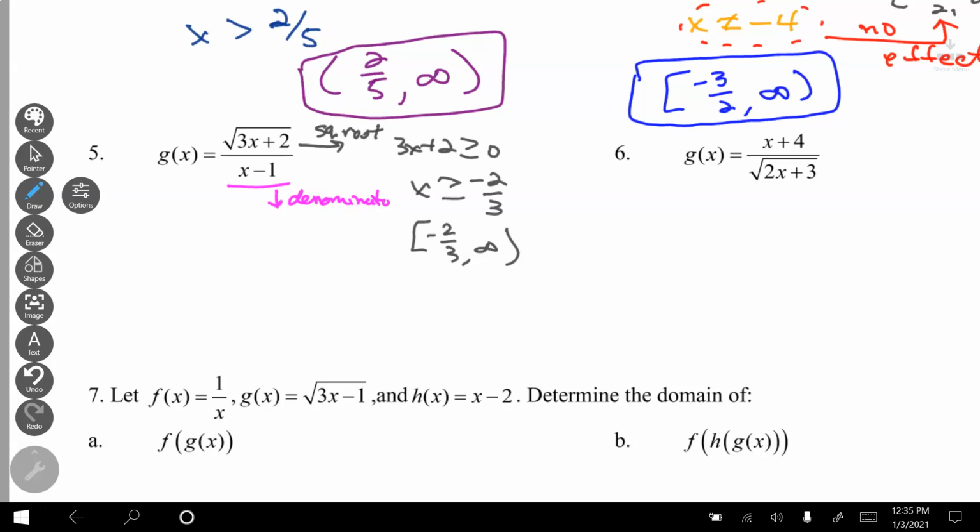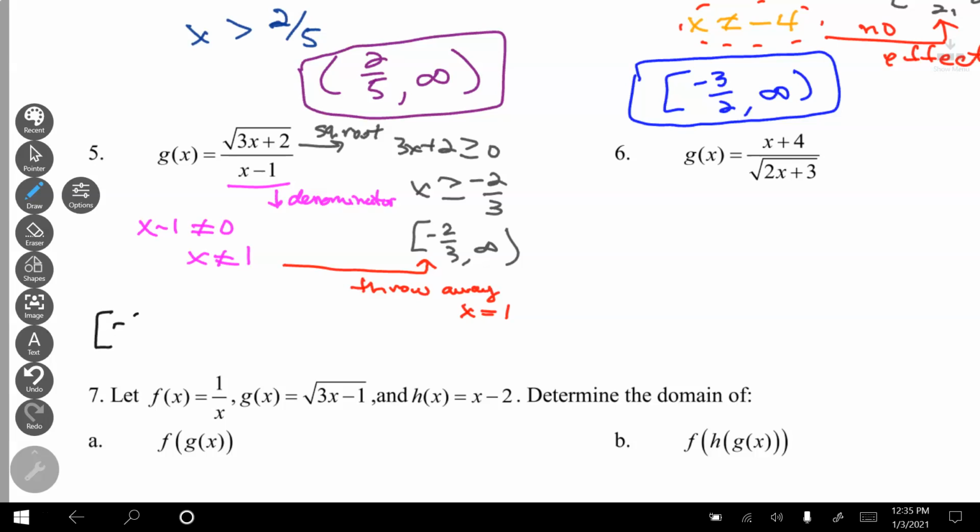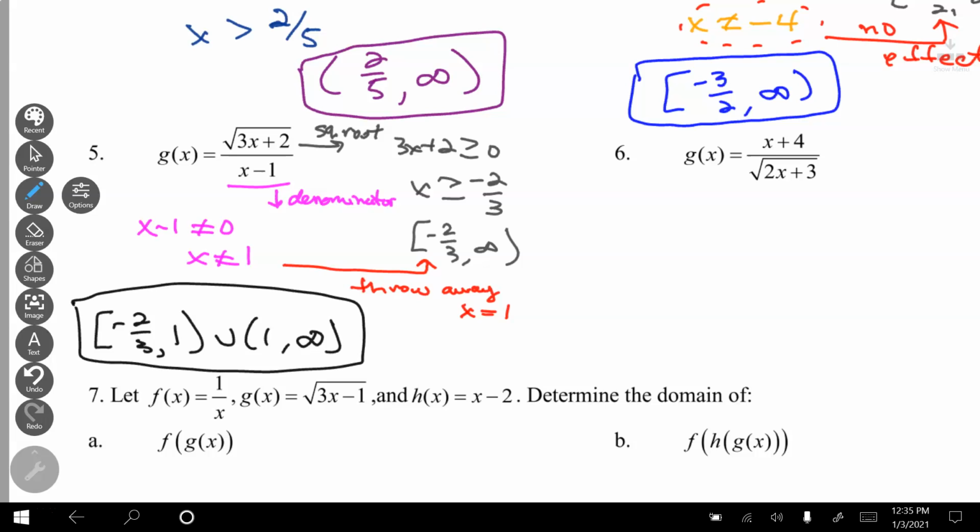And I need to do that rule of x minus 1 cannot equal 0, or x cannot equal 1. And then I ask myself, is 1 inside that window? And yes, it is. So I have to throw away x equals 1 from this window in gray, and my final result is going to be brackets negative 2/3 to 1 parentheses union 1 to infinity. That is my domain for that problem.